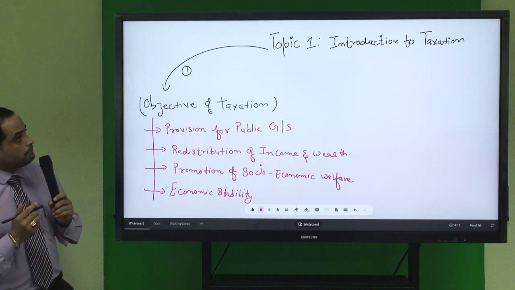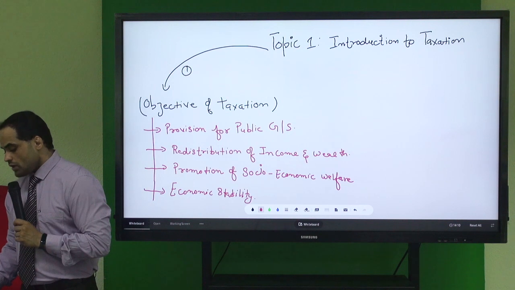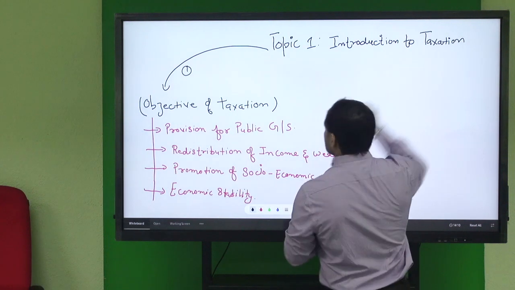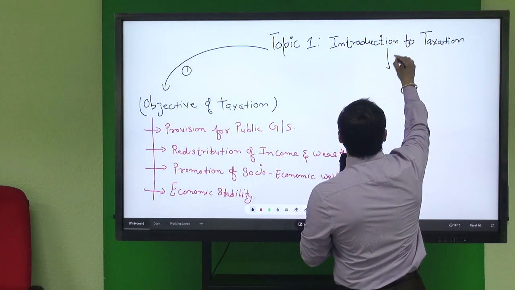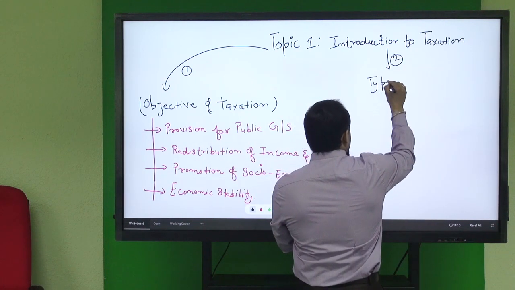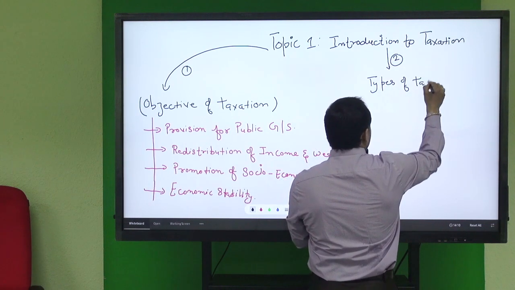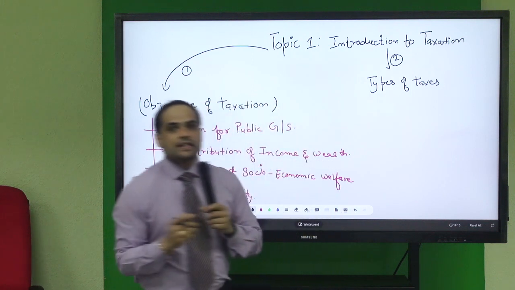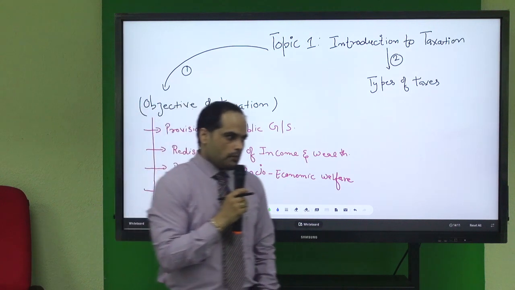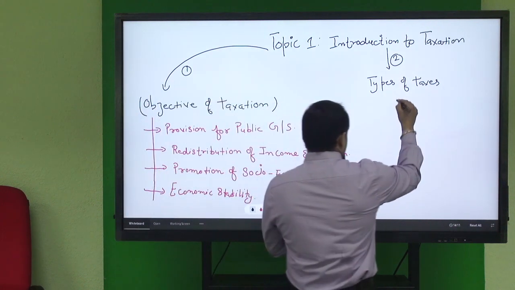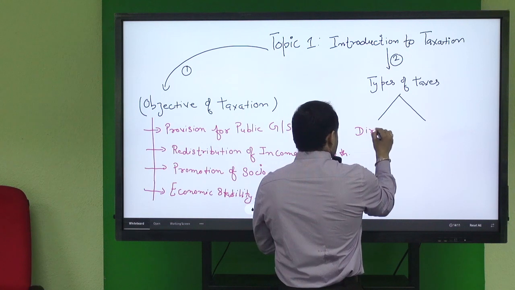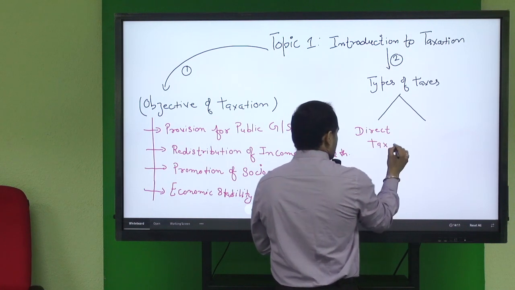Now we move on to the second learning outcome. The second learning outcome is types of taxes. How many types of taxes do we have? There are two types of tax: direct tax and indirect tax.